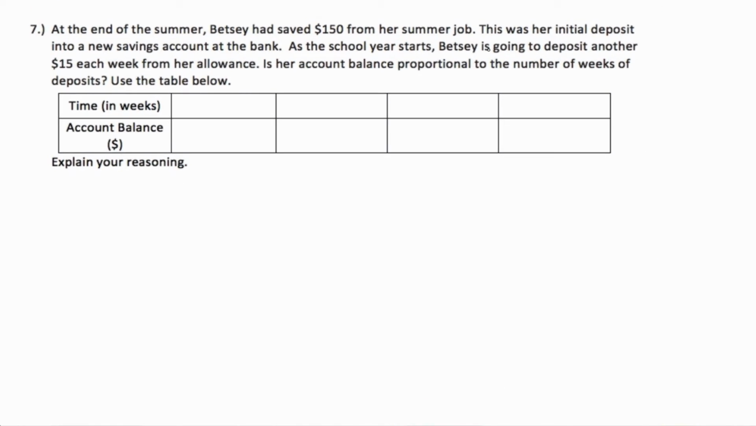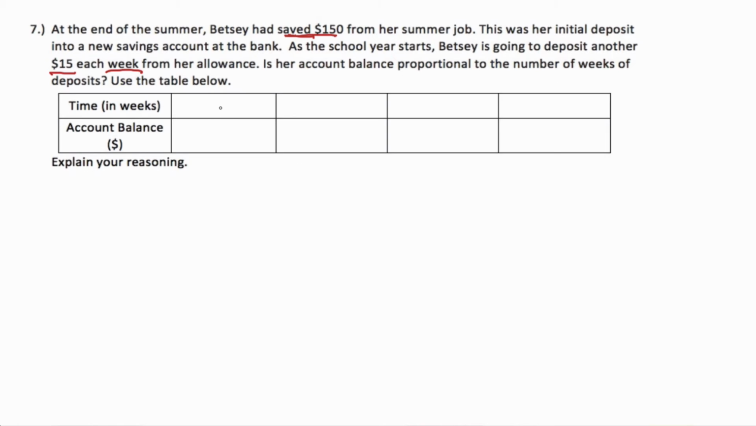Okay, at the end of the summer, Betsy has saved $150 from her summer job. I'm just going to underline that. This was an initial deposit into her bank, and as the school year starts, Betsy is going to deposit $15 each from her allowance, $15 each week. Okay, there's a ratio right there from her allowance. Is her account balance proportional?